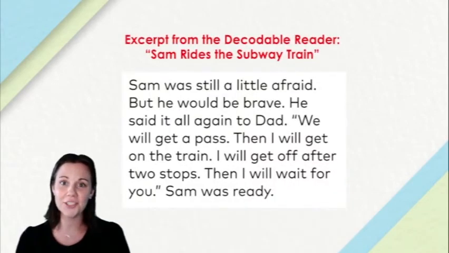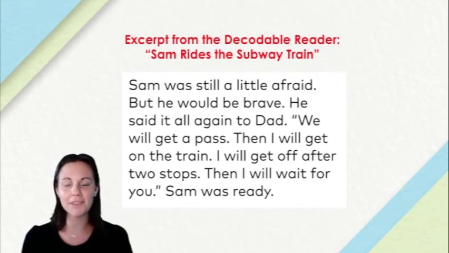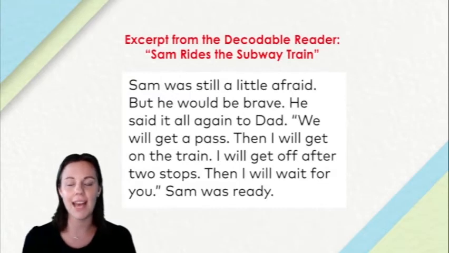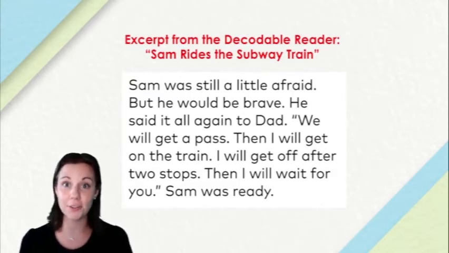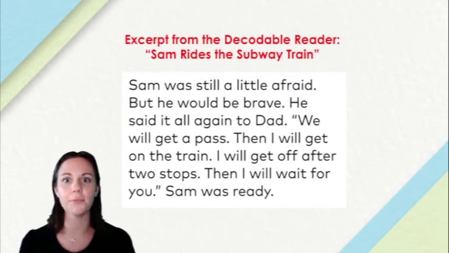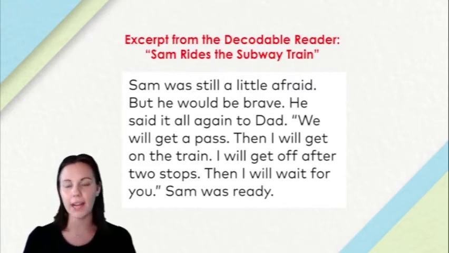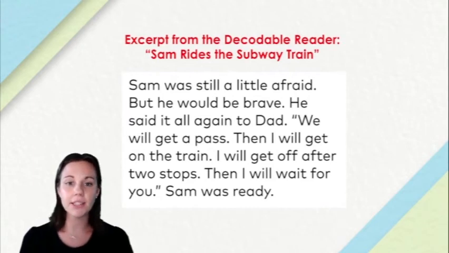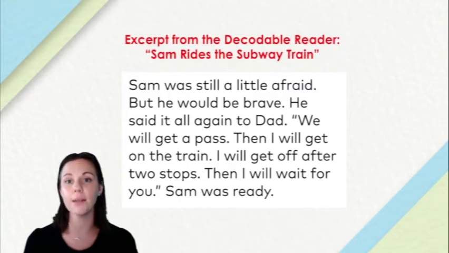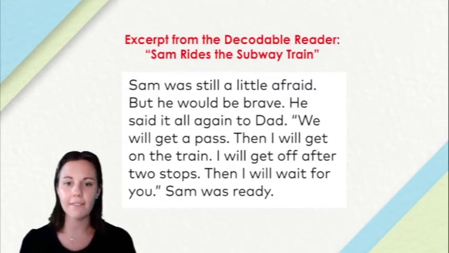That song we just sang gave us reminders about what a fluent reader does. They read smoothly, with meaning and expression at just the right speed. That can help them to understand what they're reading. We're going to try to read fluently. We have a small excerpt from our decodable reader, Sam Rides the Subway Train. Go ahead and follow along as I read, but remember, we're focusing on fluency.